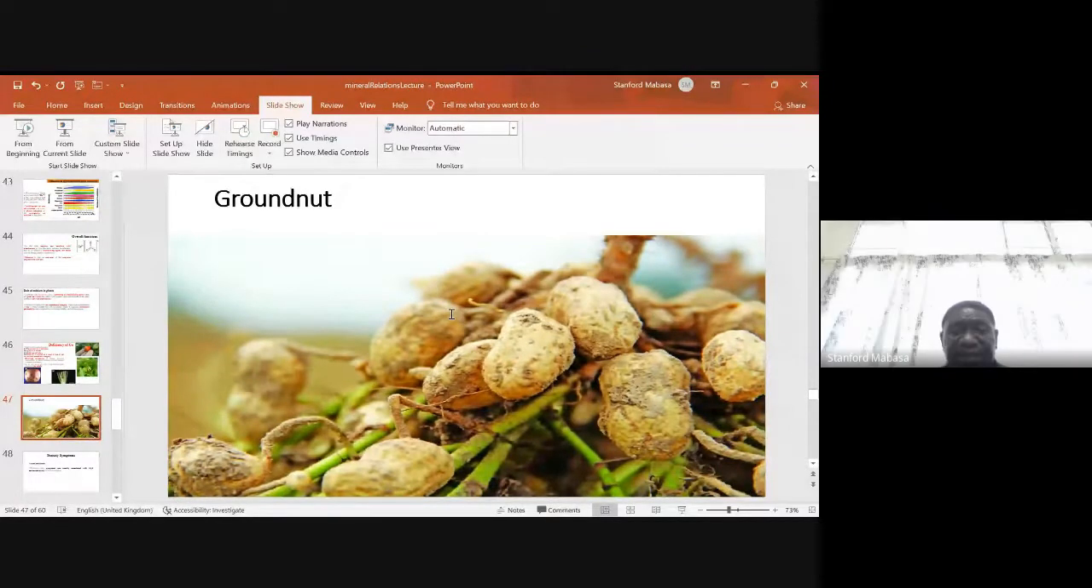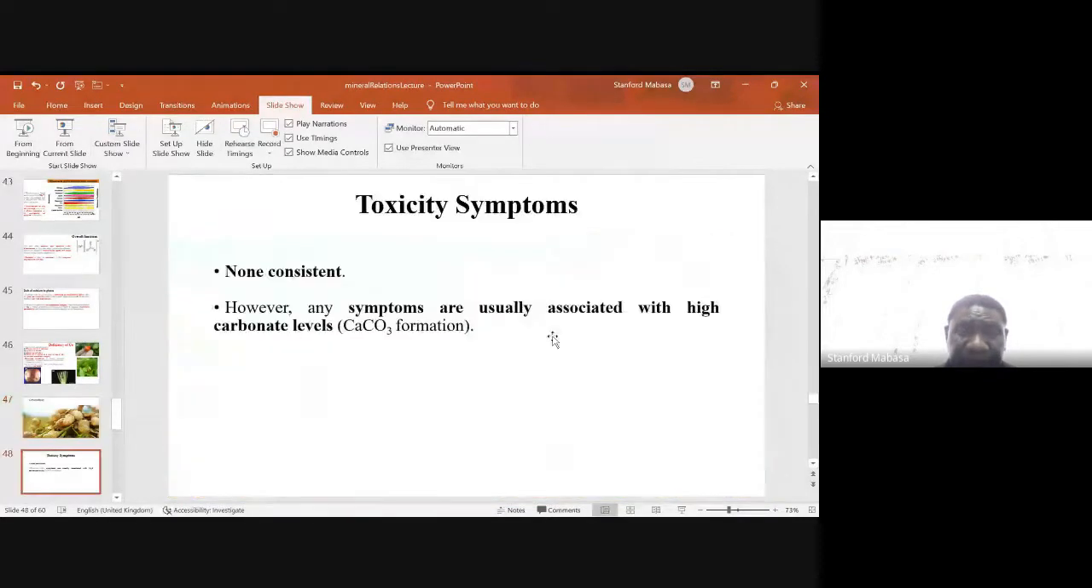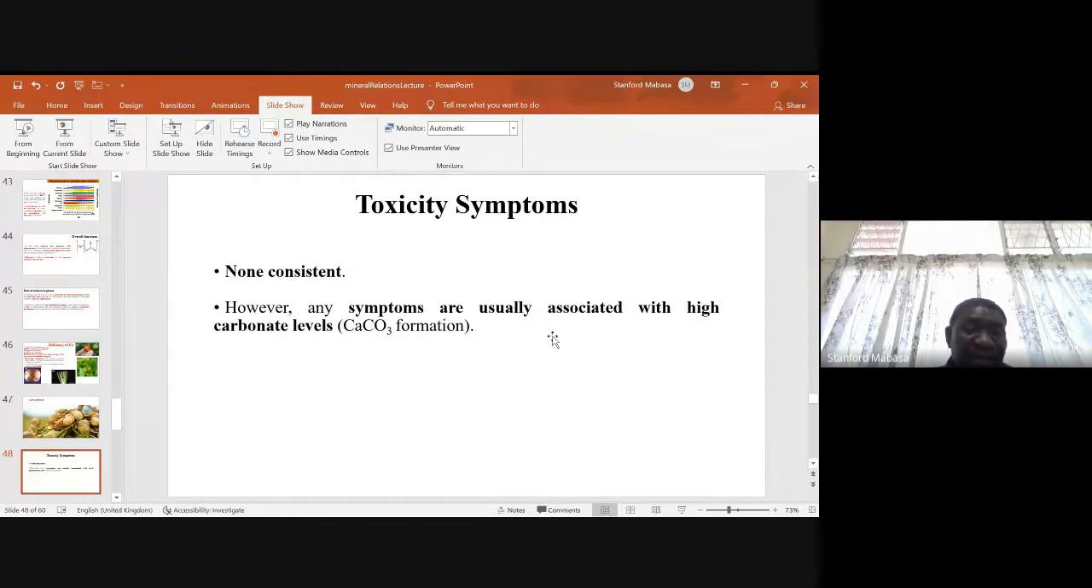We know in groundnuts, if we want a good seed, or avoid empty pods, calcium is usually applied, to facilitate grain filling of these pods. Now, toxicity symptoms, they are non-consistent. However, any symptoms are usually associated with the high carbonate levels, but it doesn't usually cause toxicity.